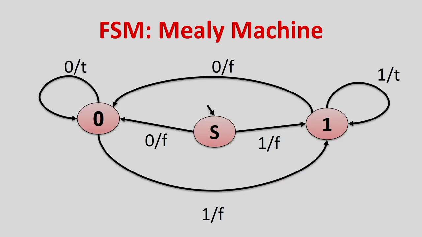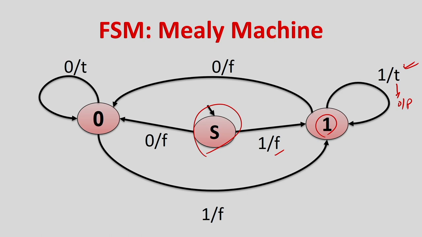In Mealy machines, let us say initially the system is in the start state, and if you are getting a 1 from the start state, you are going to state 1. If you are getting a 1 in state 1, that means the earlier input was 1, and if you get a 1, then immediately, once you see the input, you display output is equal to 1, output is true.